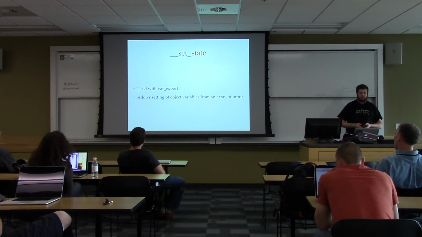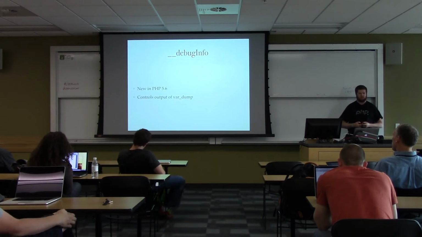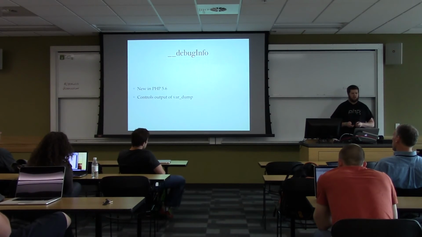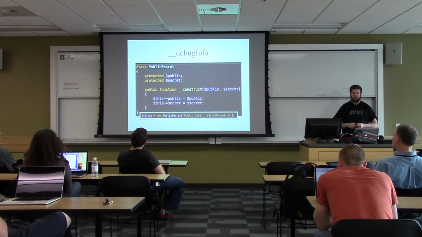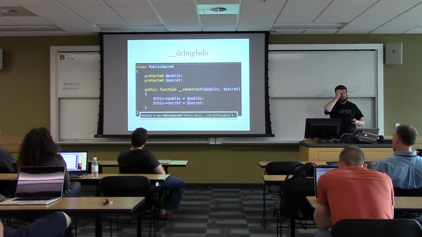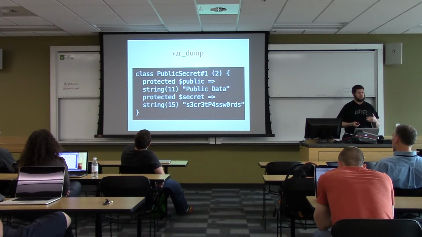The next one is a new one in PHP 5.6, and it's __debugInfo, and it controls the output of var_dump. So let's say we have a class with a public value and a secret value, and we construct it and put in some public data and some secret password data into our secret area. When we var_dump this thing, this is what we see. We see public data and we see the values of all the secret stuff, right?